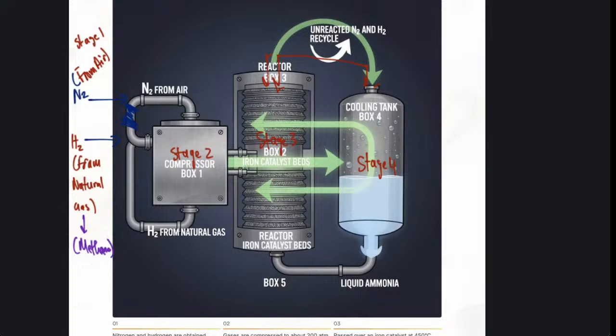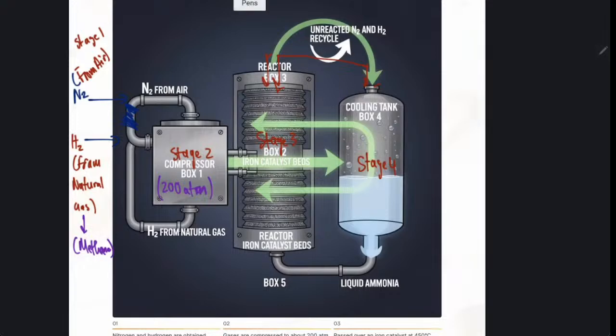So in stage 2, you should say that stage 1 is the pumping of hydrogen from methane and nitrogen from the air. Okay, you pump it. Then in stage 2, it goes into the compressor. And remember, we said that we need 200 atmospheres. That is for the Haber process. 200 atmospheres, and the temperature we'll talk about, 450 degrees. It is going to happen in stage 3.